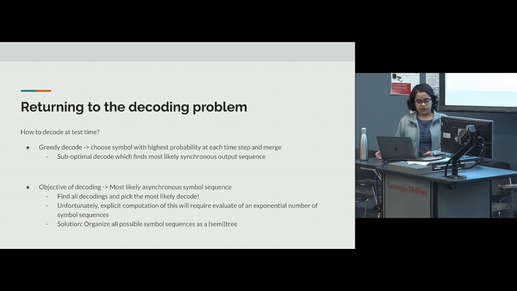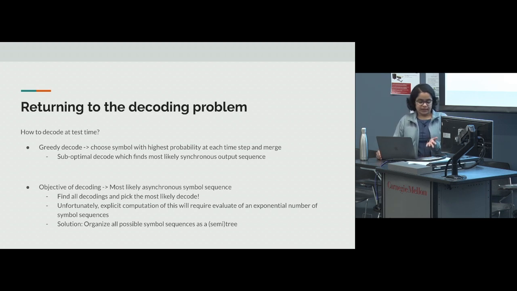The other way to go about it is, what was the objective of decoding, before we talk about the better way of doing it? The objective of decoding this network was to find the most likely asynchronous symbol sequence. So if you're not being greedy about the choice of symbols at each time step, we can find all the decodings that the model can possibly generate and then pick the most likely decoding.